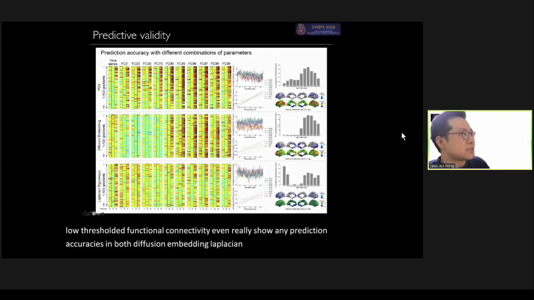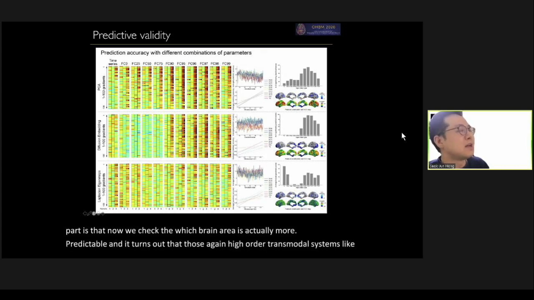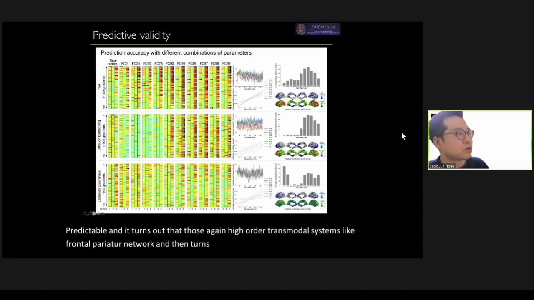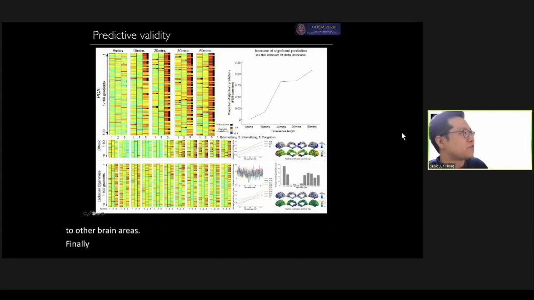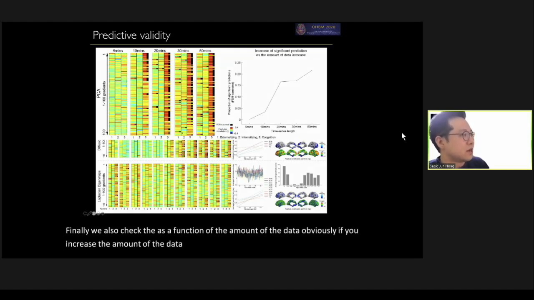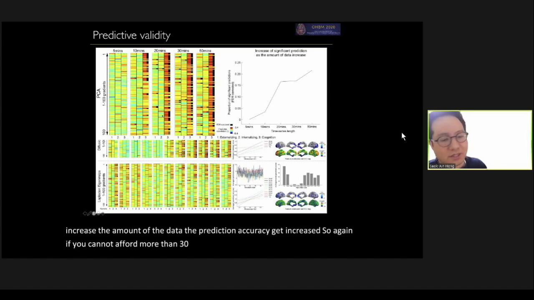Another interesting part is that now we check which brain area is actually more predictable, and it turns out that those, again, high-order transmodal systems like the frontoparietal network and DMN turn out to be highly predictable compared to other brain areas. Finally, we also check as a function of the amount of the data. Obviously, if you increase the amount of the data, the prediction accuracy increases. So again, if you cannot afford more than 30 minutes, at least try to have 20 minutes of resting state fMRI.